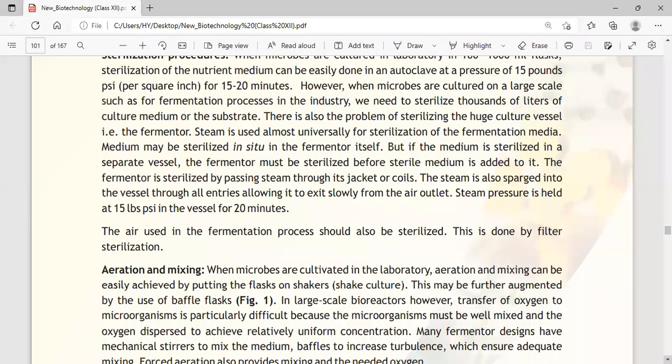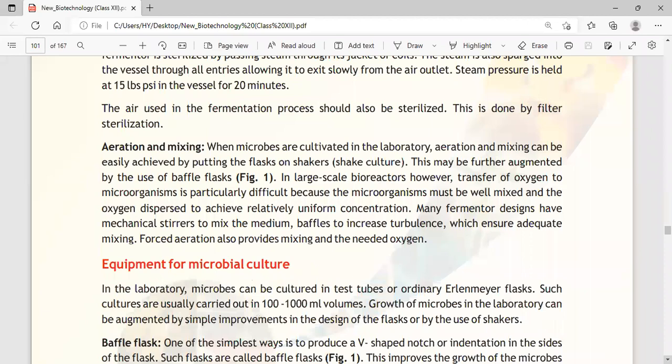The medium also needs to be sterilized. Before the sterile medium is added, the vessel also has to be sterilized and the medium purified, and made free of any other microbe before the starting of the culture and before adding the inoculum. Aeration and mixing should be done in the aeration tank.